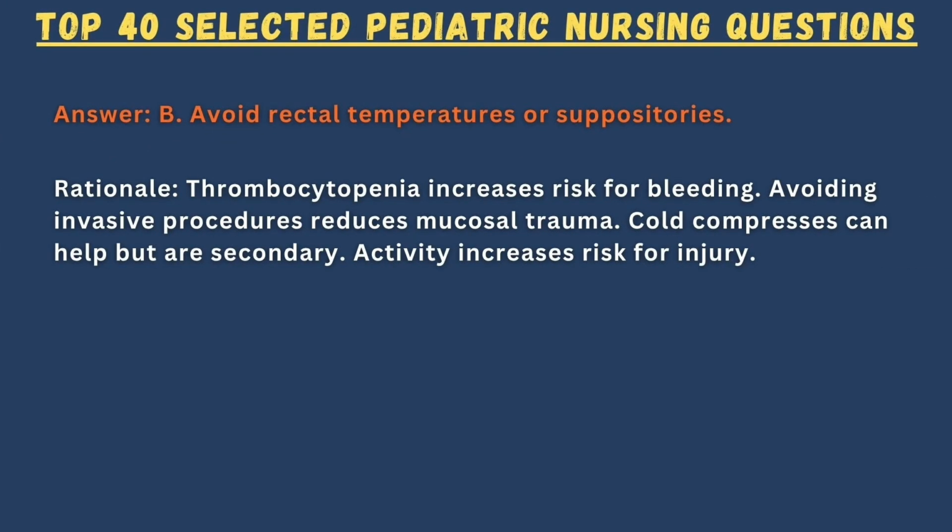Answer. B. Avoid rectal temperatures or suppositories. Rationale. Thrombocytopenia increases risk for bleeding. Avoiding invasive procedures reduces mucosal trauma. A. Cold compresses can help but are secondary. Activity increases risk for injury.